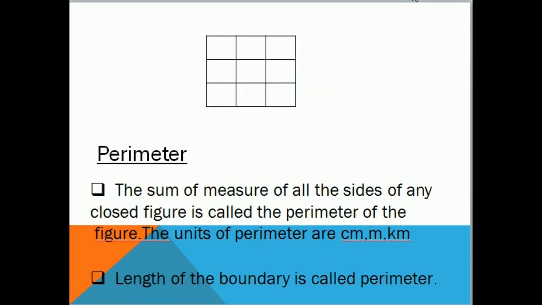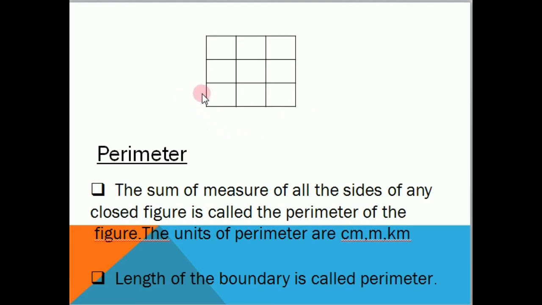Let us understand what is perimeter. The sum of measure of all the sides of any closed figure is called the perimeter of the figure. The units of perimeter are centimeter, meter, kilometer. Length of the boundary is called perimeter. So here we can understand that the sum of the sides of any closed figure is called its perimeter.